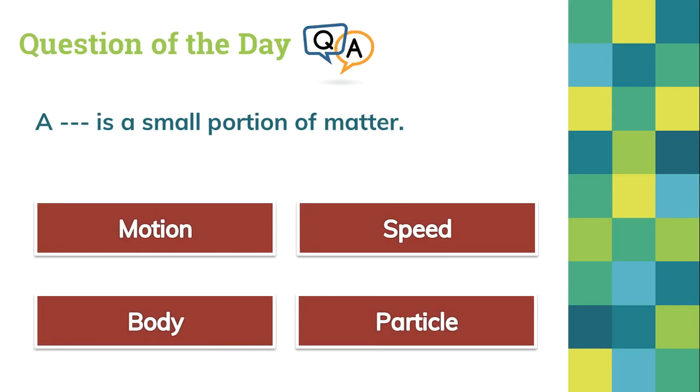Dash is a small portion of matter. Could it be motion, speed, body, or particle? I encourage you yet again to pause the video and try to come up with the answer on your own. And our answer is particle. What is that, basically?